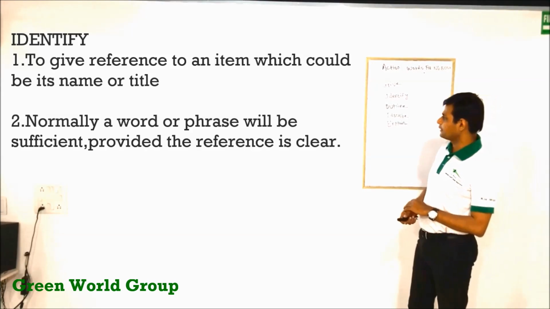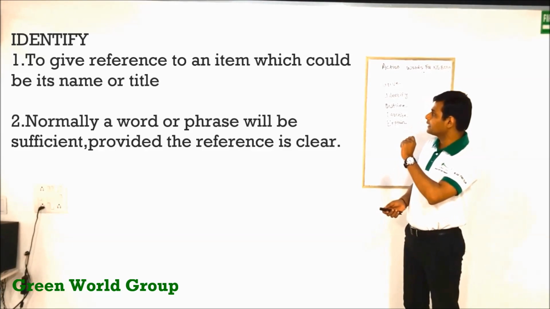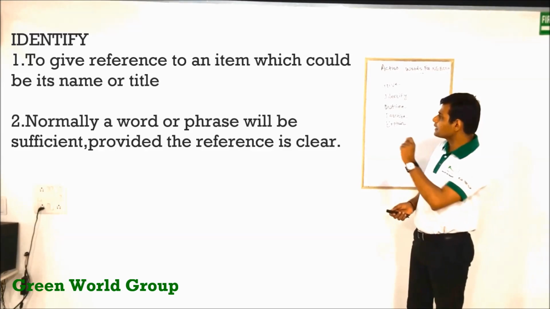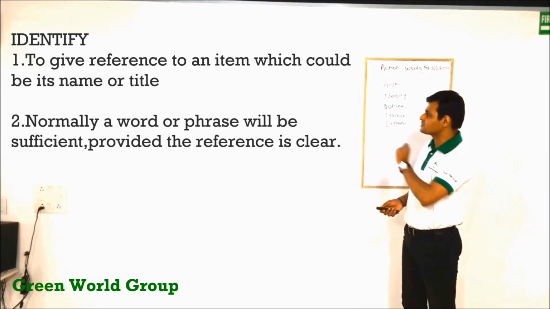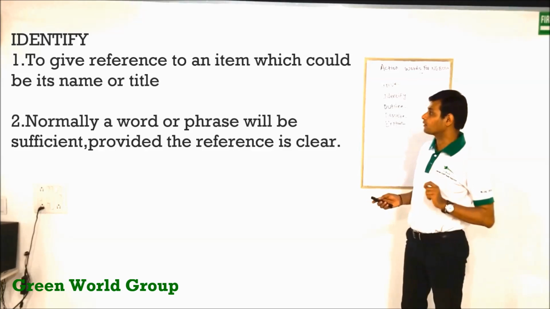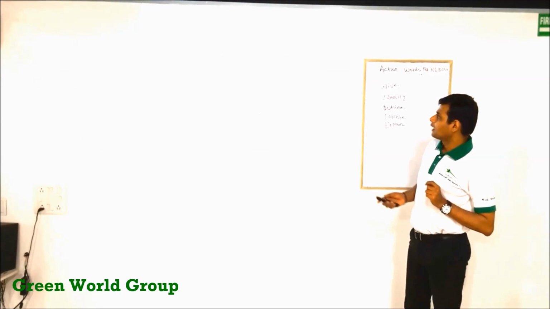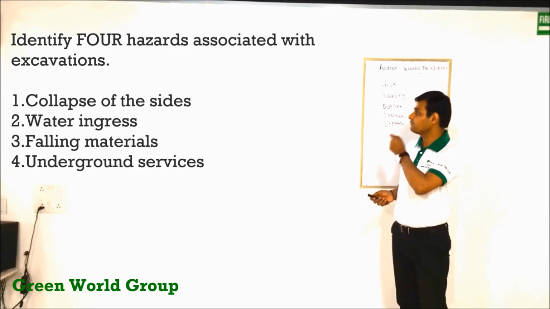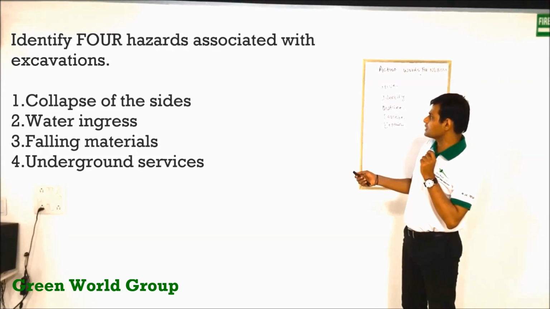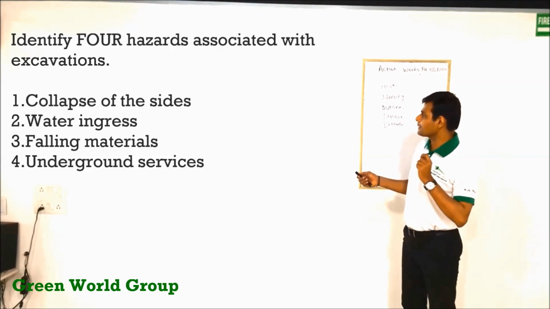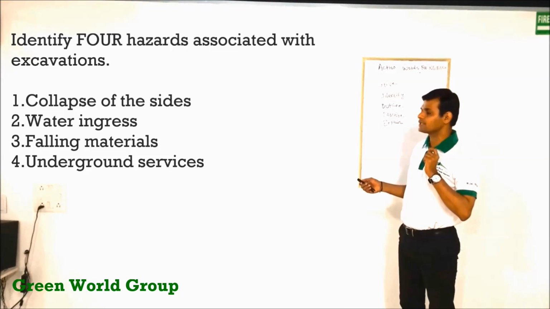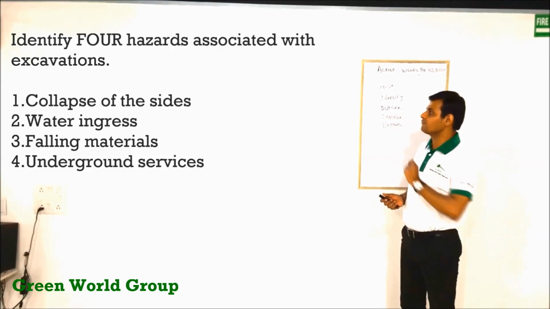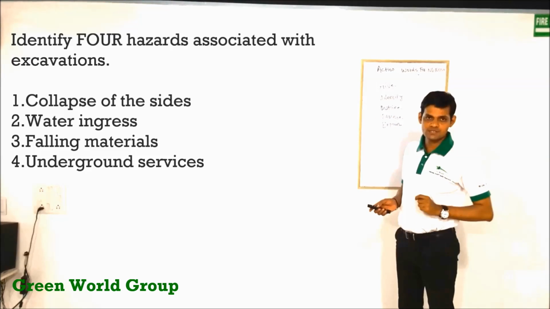Then identify. Identify basically gives a reference to an item which could be its name or title. Basically the word or phrase will be sufficient provided the reference is very clear. For example, identify 4 hazards associated with excavations. So how can we answer this? What are the 4 hazards associated with excavation? Collapse of the sides, water ingress, falling materials, underground services. So these are the 4 hazards of excavation. Like that you have to give the main points.